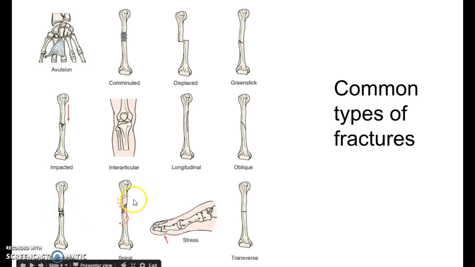Spiral fractures, a lot of times a spiral fracture is suspicious, especially in elderly or children, because it occurs with a twisting motion. And so unfortunately a common cause of a spiral fracture is someone grabbing a child by the arm and yanking them away or something like that. Here's your stress fracture from overuse, and then just your basic transverse fracture.